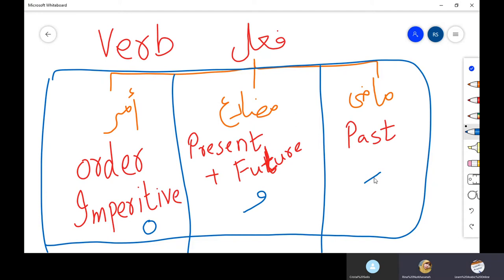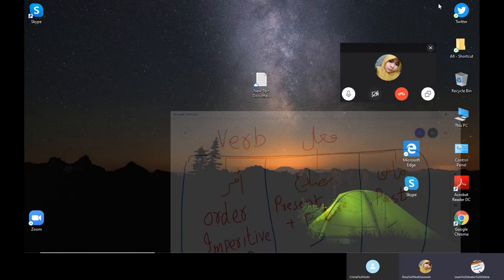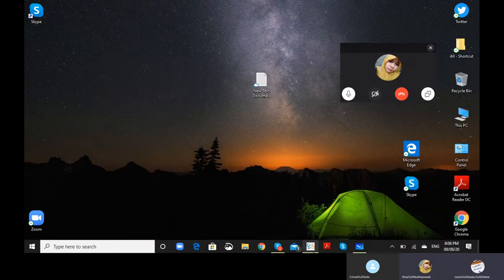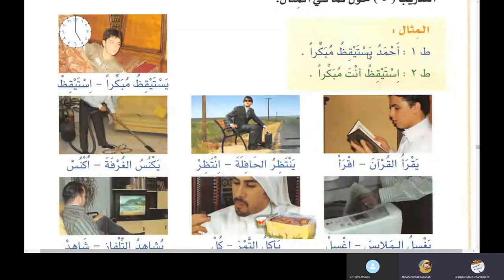And listen, one more thing. The normal ending of mazi is fatha. The normal ending of muzari is dhamma. And the normal ending of amr is sukoon. Okay? So at the moment, just remember these things. And there are some rules for converting muzari into amr, which are needed for this exercise, but I think it will become too much for you, so we better keep it for later. So here he is asking us to convert muzari into amr.